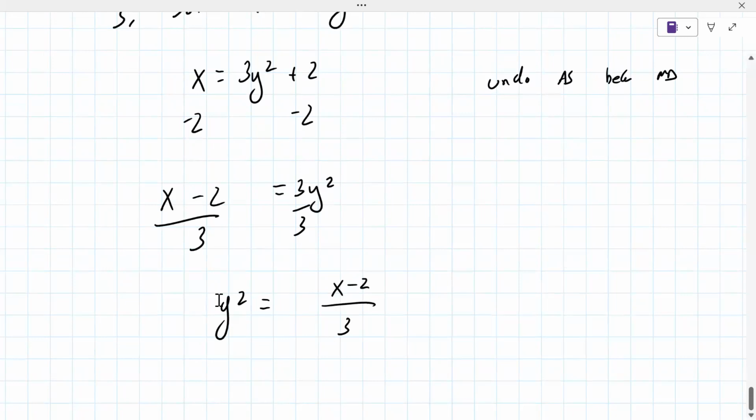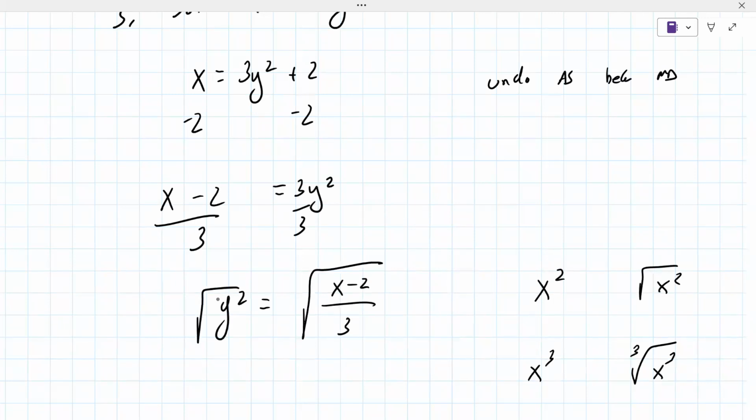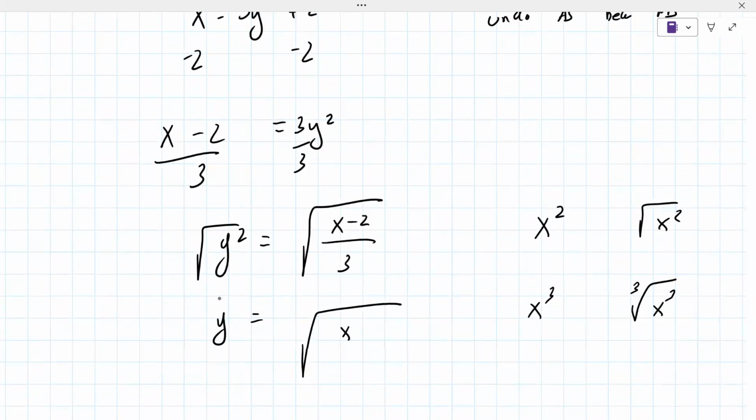How do you undo a square? A square is undone with a square root. And a cube is undone with a cube root, and so on, things like that. All right. So as long as you write the correct thing, that's all that matters. So this is now your inverse.